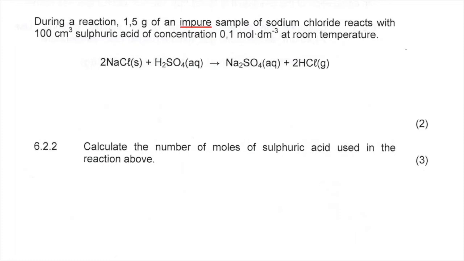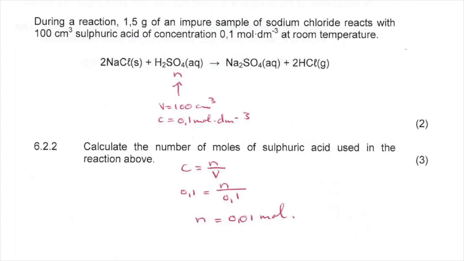Then they tell us that the sulfuric acid, they give us a volume over there and they give us a concentration over there. And in 6.2.2, they ask us to calculate the number of moles. So we're looking for n. So this was easy. They gave us both the concentration and the volume, and we just used that in our solution equation to get the number of moles.